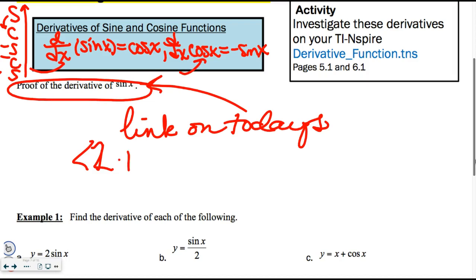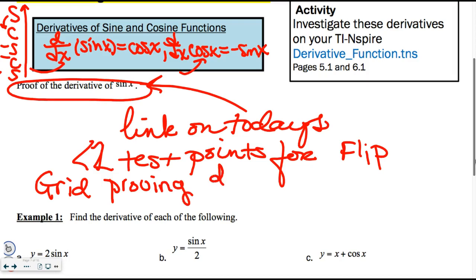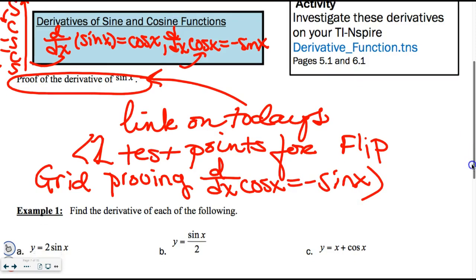Okay, so let's do this. 2 test points. Those are huge, by the way. I'd always take 2 test points, and it's extra credit. If you're like, I maxed out already, I don't need to do extra stuff, that's fine. For the Flipgrid, which I'll make next hour, proving, you could probably find a proof of it by Googling, but you have to explain it to me, so make sure you understand it. Proving that one. So I'll link this one there. That'll save us about 10 minutes.